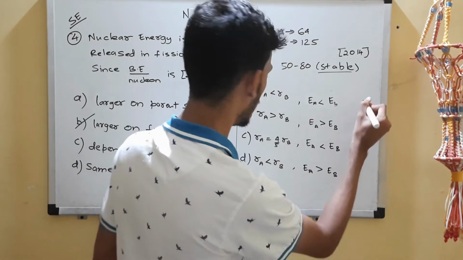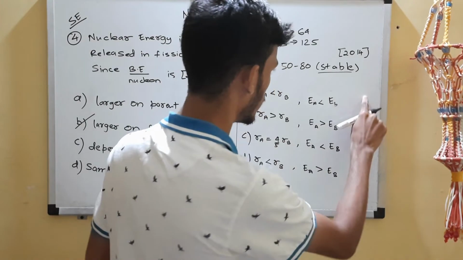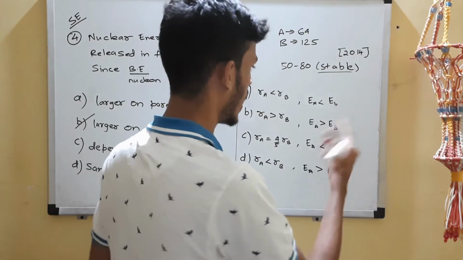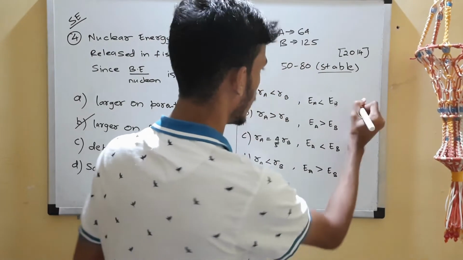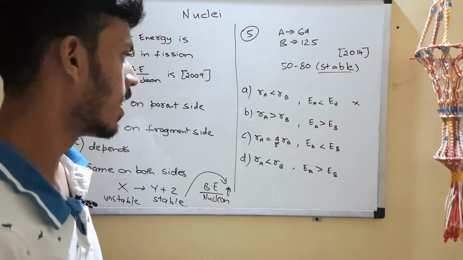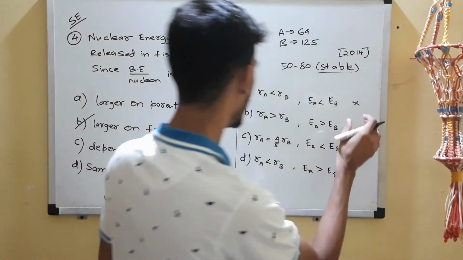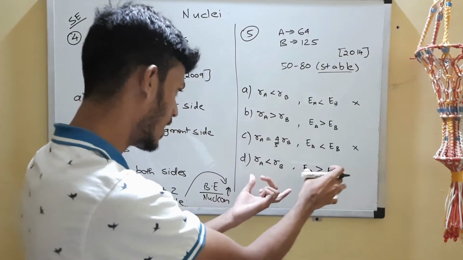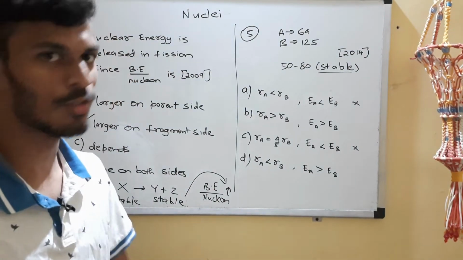Where is that? So either it's option A, no, it's not option A. Here B has a higher energy, so it's not option A. We can cancel that out. It's not option C. So either it's option B or option D. Now let's go for the radius.